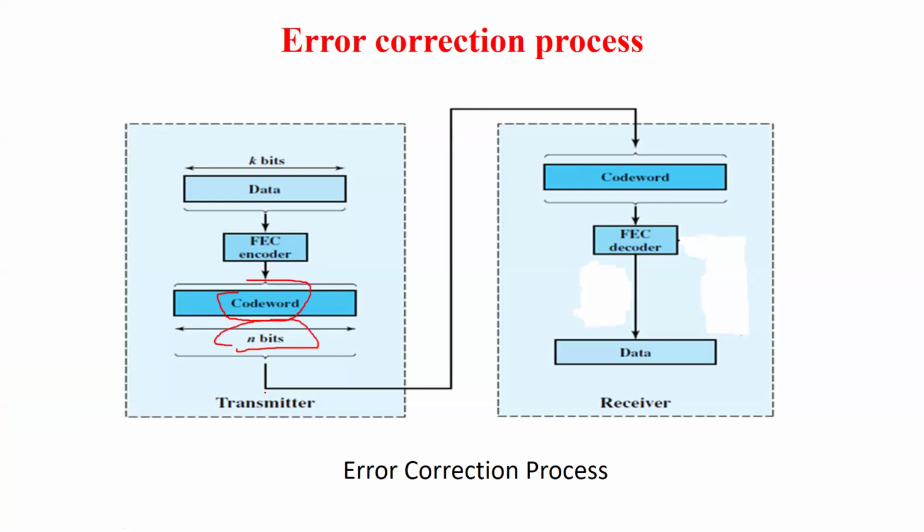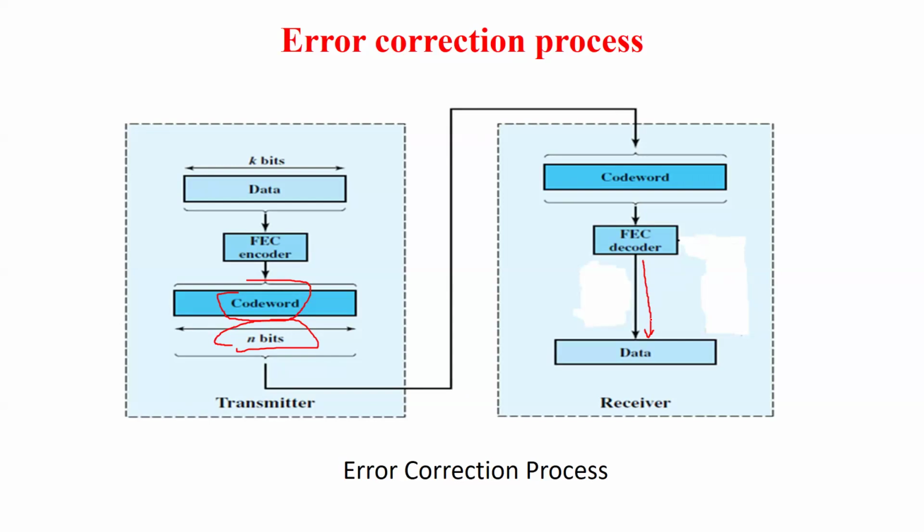This n bits, the whole code word, is going to be transmitted to the receiver. The code word then goes through the error correction decoder, which gets this data. We already learned this: the data transmitted from the sender to the receiver, the receiver will perform the same operation, the same process.